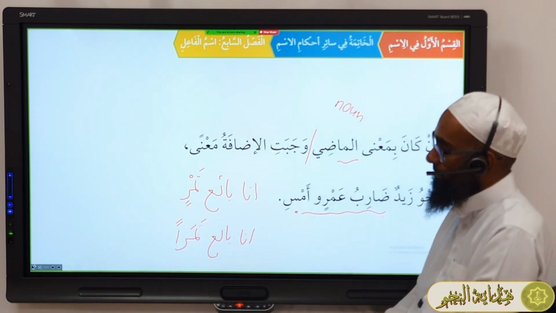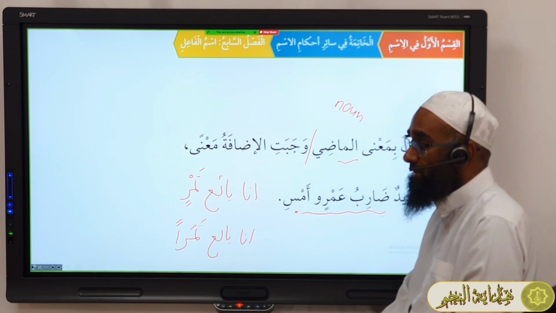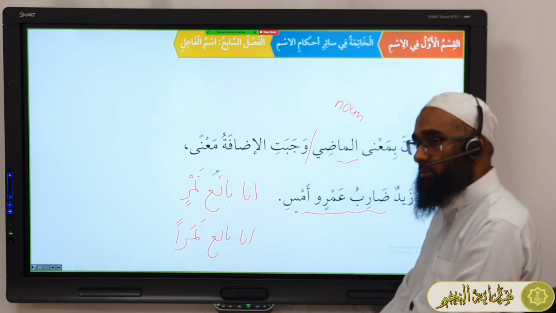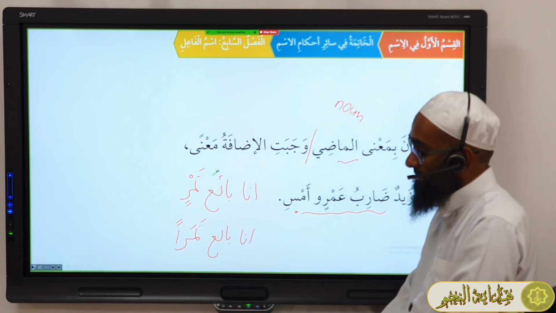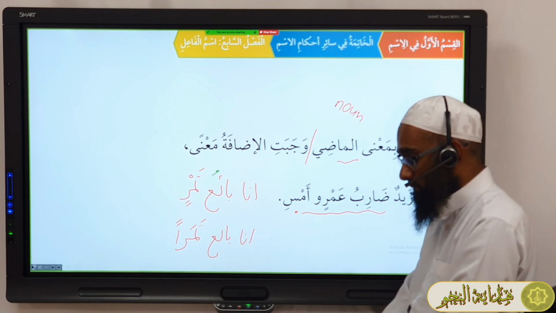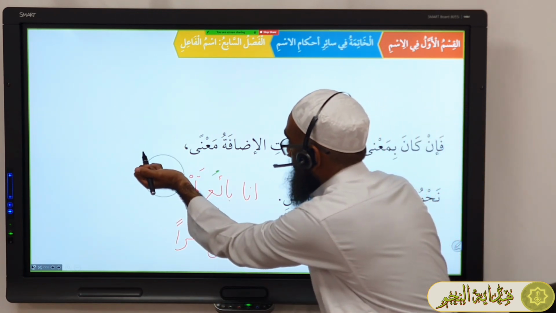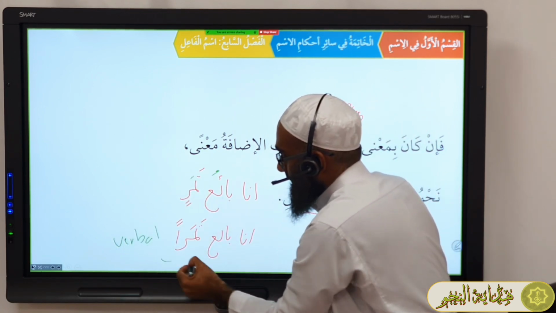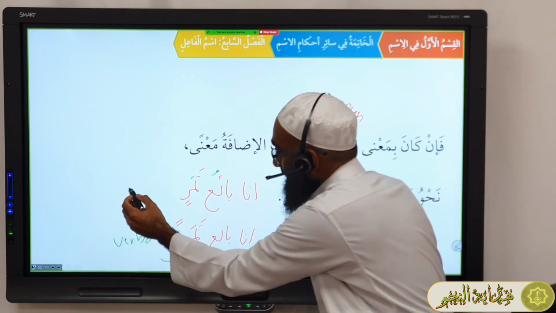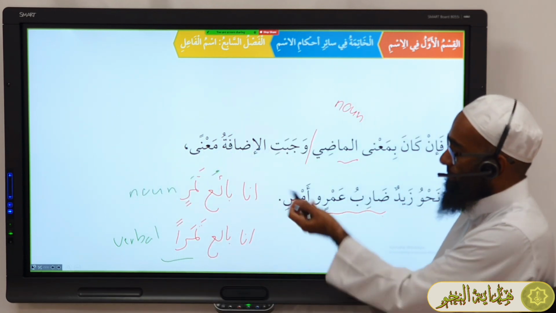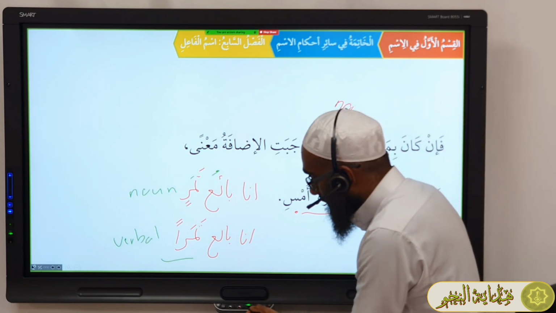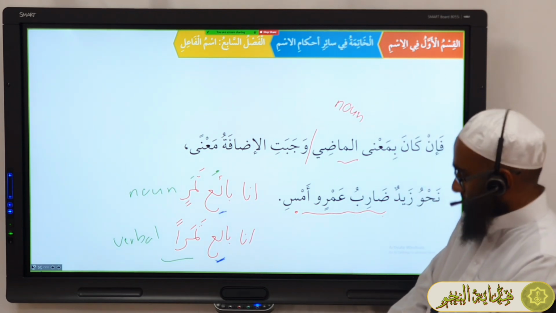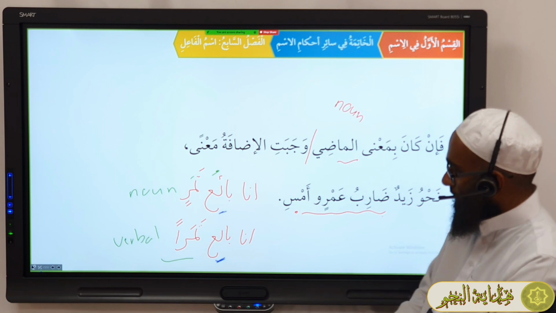What does the first one mean? Ana ba'i'u tamarin. I am a date seller. The second one, ana ba'i'un tamaran. I am buying, I am going to buy. This has a verbal meaning. That's why it does amal. And this is a noun meaning. It can't do amal because it's not in the meaning of hal or mustaqbil. So the same word, depending on the way it's used, you can have a different amal, different governance for it. Does that make sense? Yes?